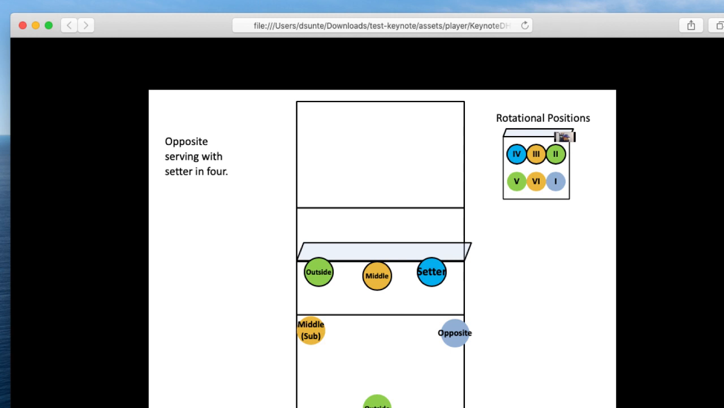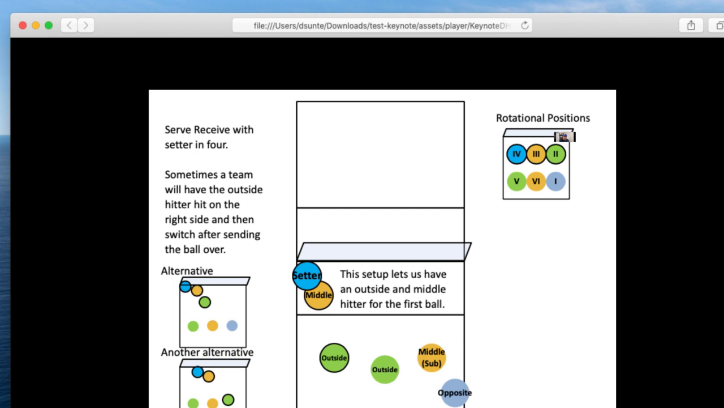Keep in mind you can reference this later. Okay, if you have any questions or anything else like that, you can definitely come back. Serve receive in rotation 4. There could be different ways on this one. Sometimes teams will have an outside hitter on the right side, okay, and then switch after sending it, okay, in this case. So there's a couple of different ways that you could do this, okay. So you could see that may actually have the right side person be there. They don't have to do that in this rotation.